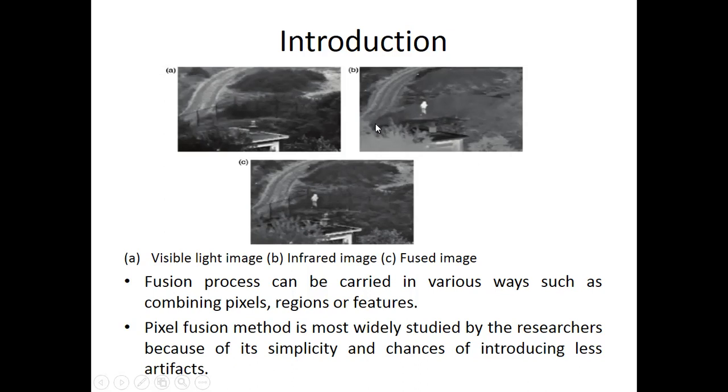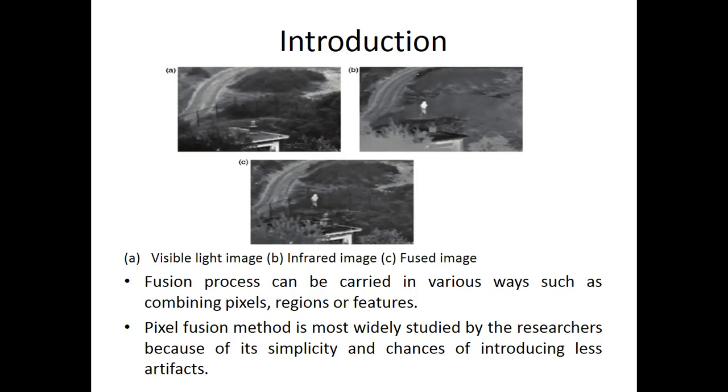So if we combine these two images, the infrared image and the visible light image, then we can have a clear picture of this human who is hidden in the bushes. This type of fusion application can be used for military purposes to target a person who is hidden in the bushes. Now, the fusion process can be carried out in various ways, such as combining pixels, regions, and features.